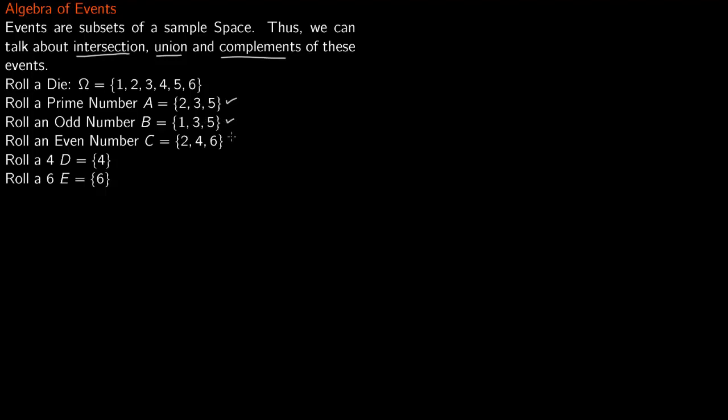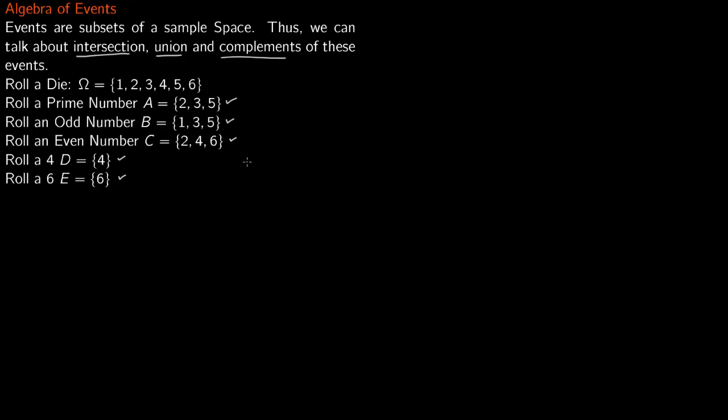Or you could roll an even number. That is the event where you could roll either 2 or 4 or 6. You could also have an event of just rolling a 4. You could have an event of just rolling a 6. So we have just put down some events from the sample space, and you can see all these events are subsets of the sample space.